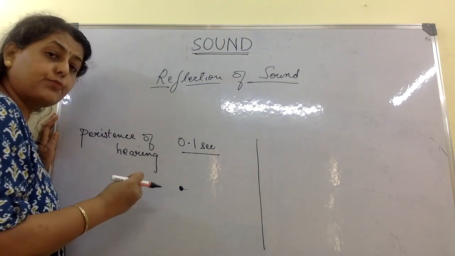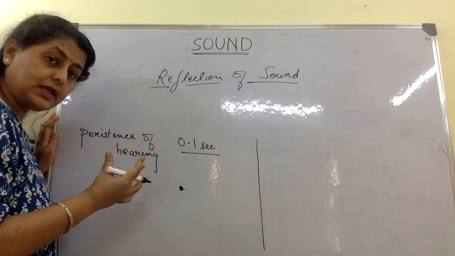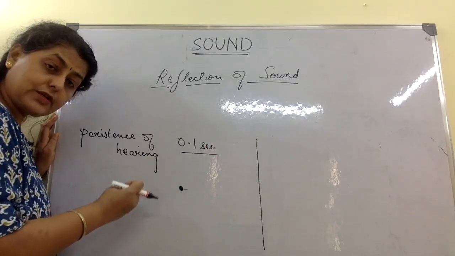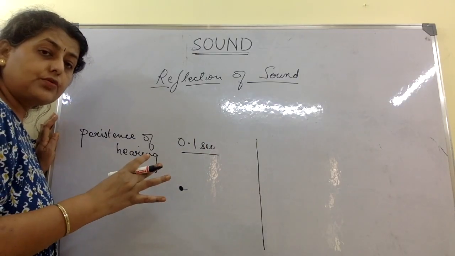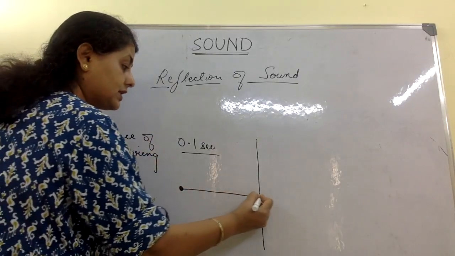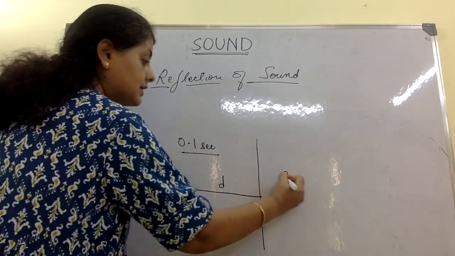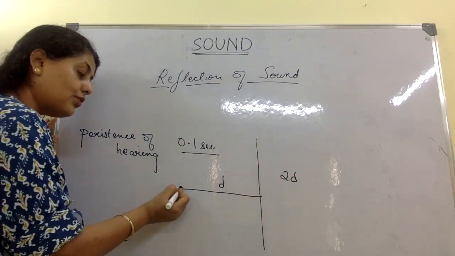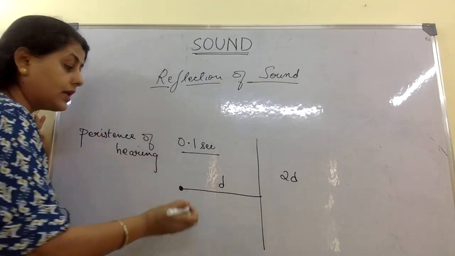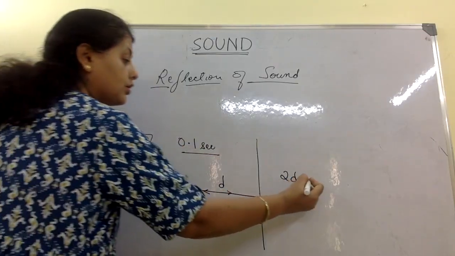Now, if I have spoken, that sound is already being processed in my brain. So, if I hear the echo within that 0.1 second, I will not be able to hear or understand the echo. So, there is a minimum distance. I'll take this distance as d. Twice this distance is 2d. The sound you are hearing directly is immediate. The other sound has to go and then come back, so it travels a distance 2d.